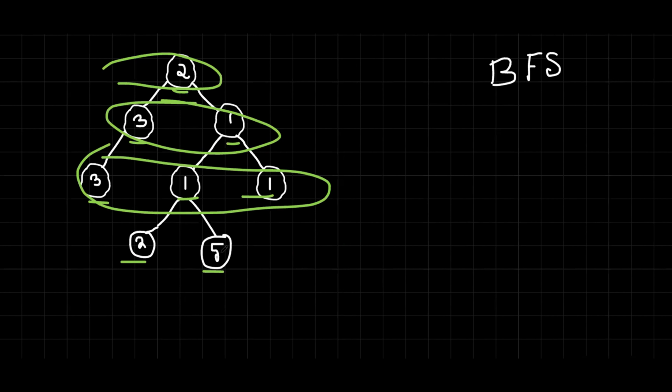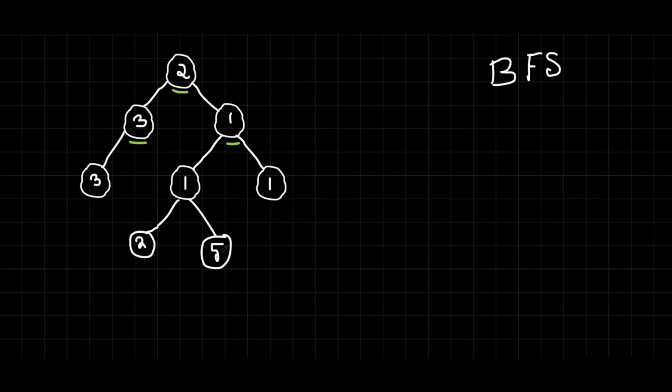Now, the question is, how can we solve this problem? Basically, the basic intuition is we have to deal with the levels first. In any graph or tree related problem, we have to deal with the levels. We will use the BFS algorithm because BFS is a level-wise traversal. So in the BFS algorithm, we will take advantage of a queue.